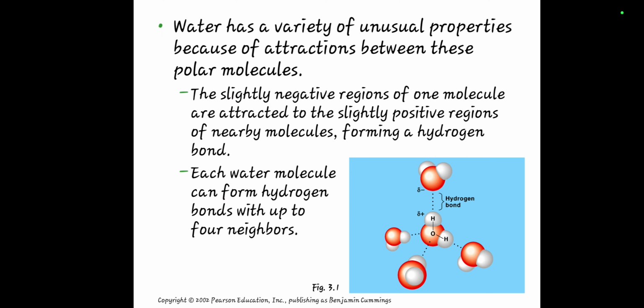Water has a variety of unusual properties because of attraction between these polar molecules. That explains the polar molecules. That's why unusual properties are produced in the attraction of water, because of the polar molecules. And what is a polar molecule? The simplest explanation is that it is a molecule that has a charge on one side of the molecule that is not cancelled out. Going back to my discussion a while ago, water has its own polar molecule, meaning it has opposite charges, either partial negative or partial positive. So the slightly negative region of one molecule is attracted to the slightly positive region of another.